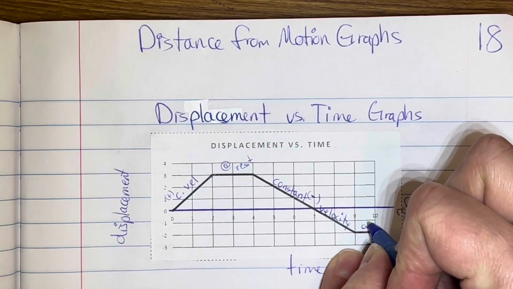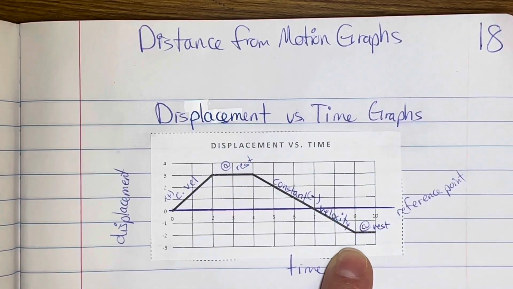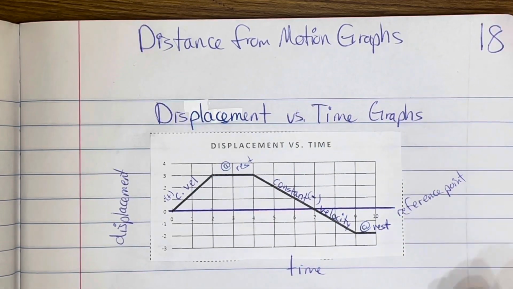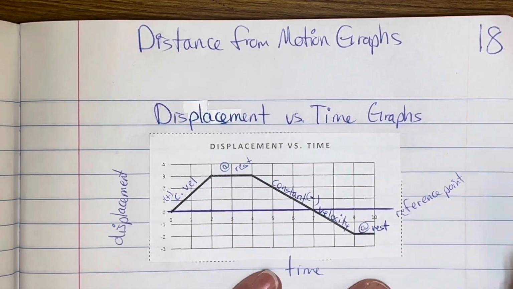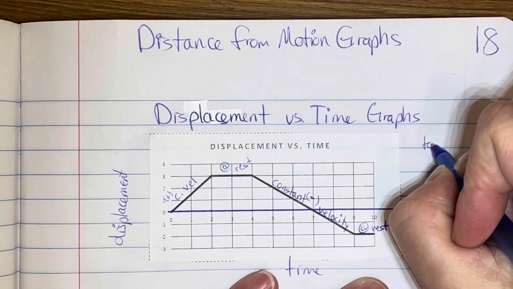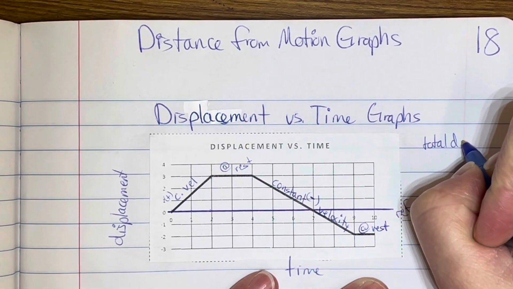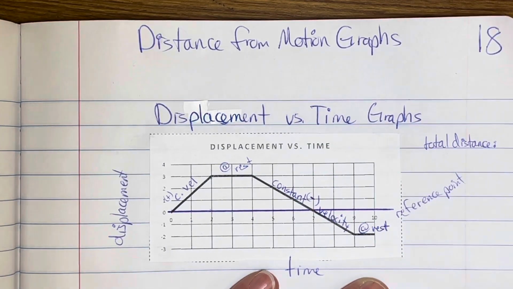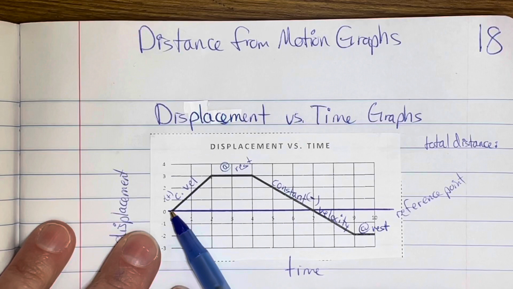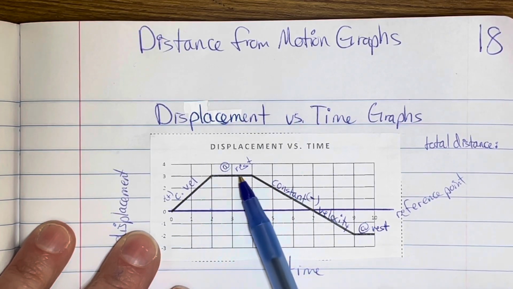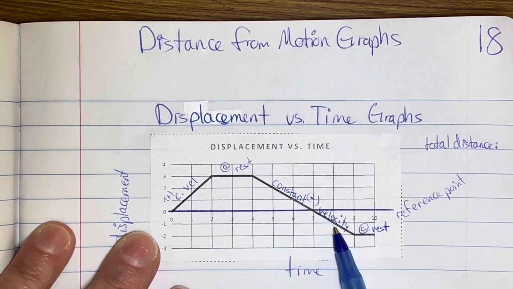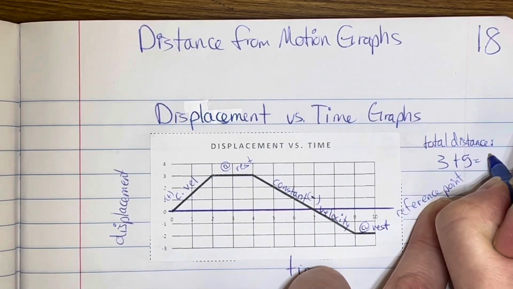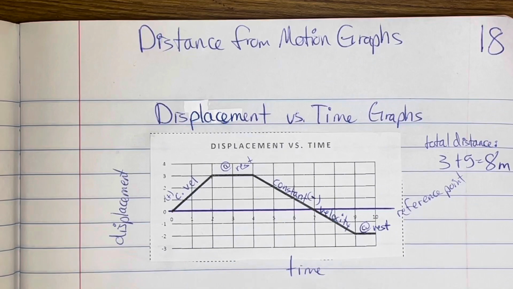Okay, here it is at rest again. Okay, so you could ask, in this scenario, you could do 2 questions. You could ask for the total distance. Okay, with distance, the direction doesn't matter. So the total distance traveled, I traveled 3 meters, and then I was at rest, and then I traveled 5 meters, and then I was at rest. So it'd be 3 plus 5, a total of 8 meters was traveled for distance.